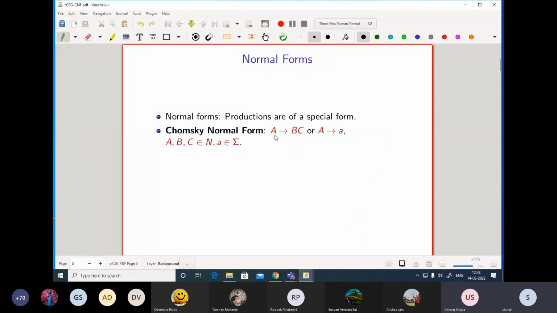The first form is the Chomsky normal form. This is where every production looks like one of two forms. A going to BC, where A, B, C are all non-terminals, or A going to a, where A is a non-terminal and small a is a terminal. So you look at the right hand side: a non-terminal either derives to two non-terminals, a concatenation of two non-terminals, or it derives to a terminal. So very simple structure. If I can get all productions of this form, it's a very simple structure.